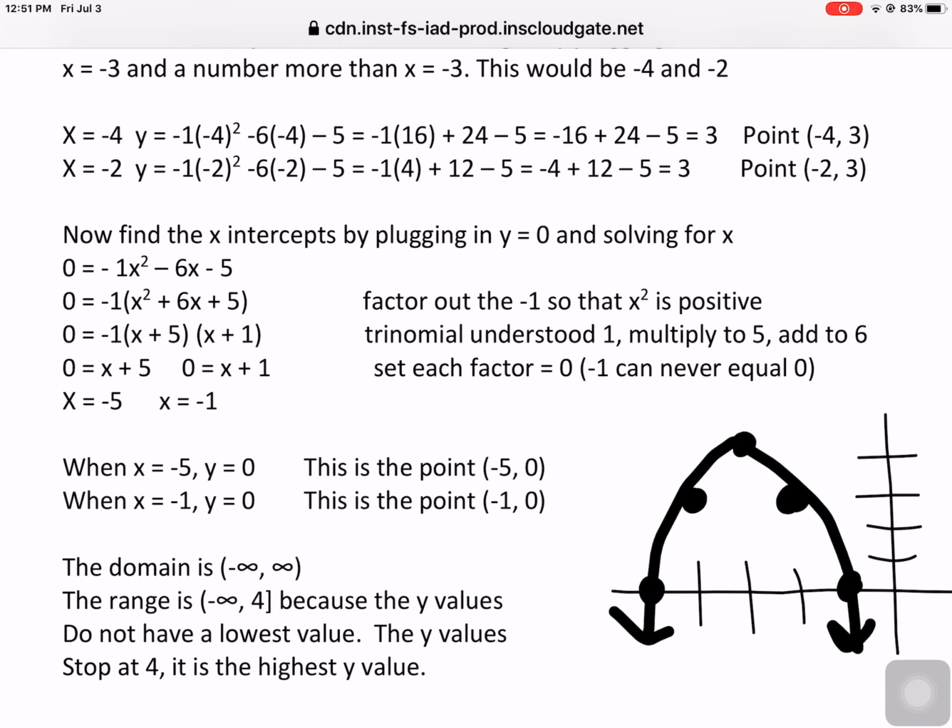Okay. The domain is -infinity to infinity because we could keep plugging in numbers forever. The range is -infinity, 4 bracket because the y values do not have a lowest value. You see the arrows? That's because if we kept plugging in, that parabola would keep going down. So there's not a lowest y value, so the y values start at -infinity. That means those y's just keep going down. The y values stop at 4. It is the highest y value. It's a bracket there because we have that point with a y value of 4.